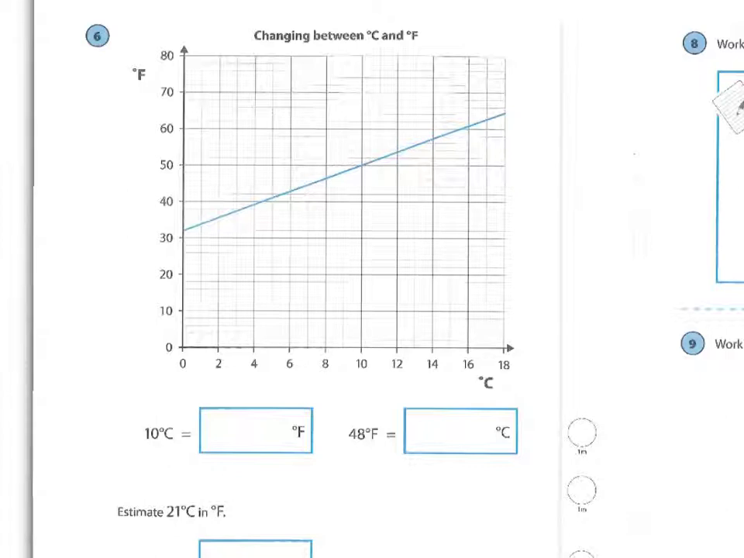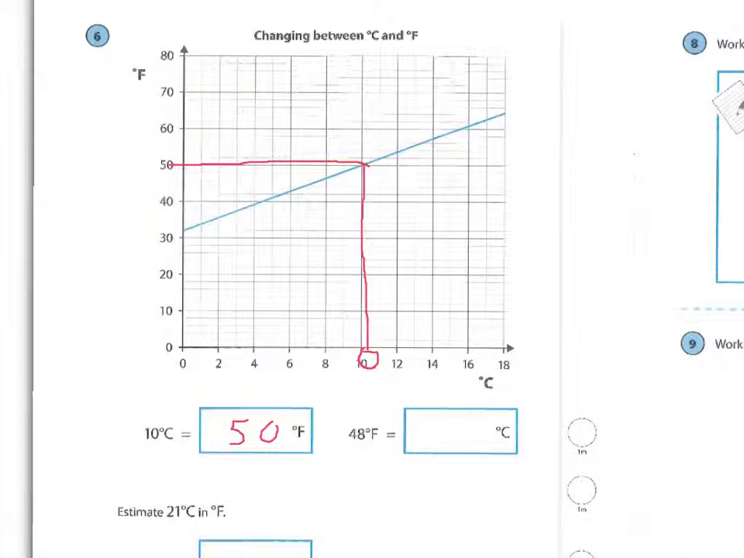Question 6. This is a conversion graph changing between degrees C and degrees F. So, our first question is, what is 10 degrees C in degrees F? Well, first of all, we have to find where 10 degrees C is on our graph. And 10 degrees C would be here. So we would draw a line up to the graph, and then draw a line across and read off. And obviously, I can't draw very accurately on my iPad, so you would need to use a ruler here. So the answer for this question would have been 50 degrees F.